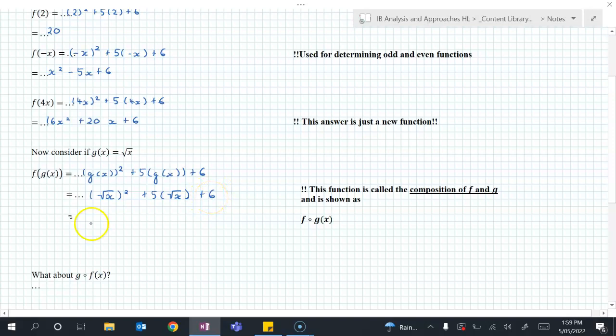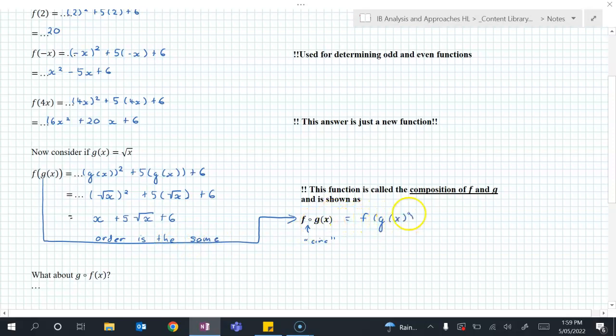So the square root of x squared is just x, so it'll be x plus 5 times the square root of x plus 6. And this is what we call the composition of f and g, and it's shown as f circle, we call this circle, or circ, g. Now, often this second type of notation gets a bit confusing. But it's important to understand that the order is the same. So if the function is f of g of x, then it will be f circle g. So f circle g is just f of g of x.